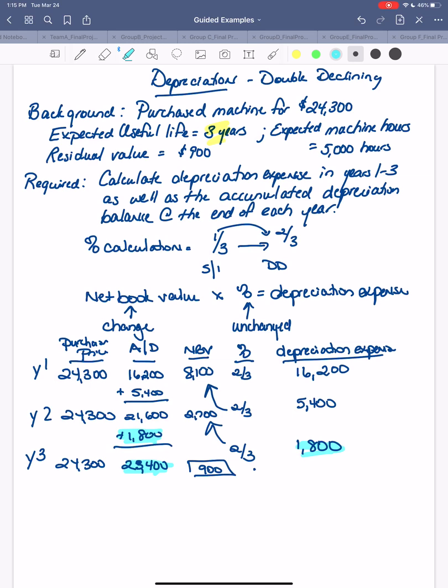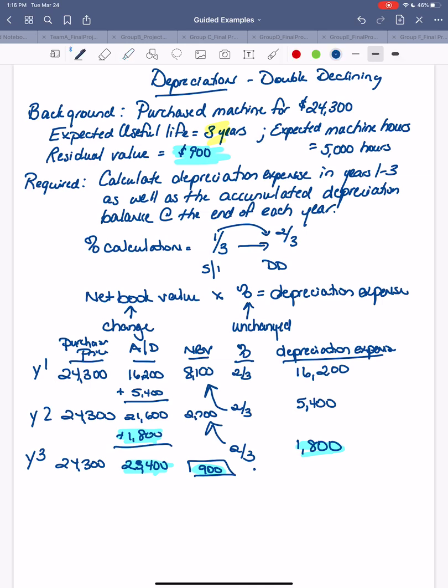So remember, to get my net book value, I take the purchase price minus the accumulated depreciation equals my net book value. I know I can't go below 900 because that was the residual value from above. So yay, I'm done. All right, so what are your key takeaways on this one?